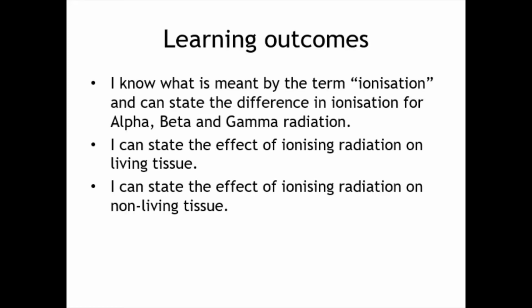Welcome to this video on ionisation, part of the radiation topic for National 5 Physics. The things we'll be learning about in this video include what is meant by the term ionisation, the difference between the amount of ionisation that alpha, beta and gamma do, and the effect ionising radiation has on living and non-living tissue.